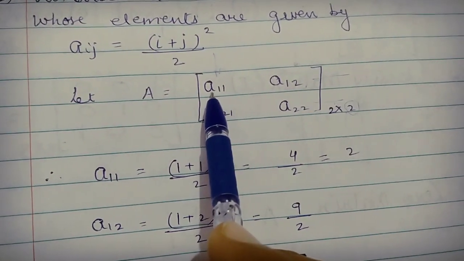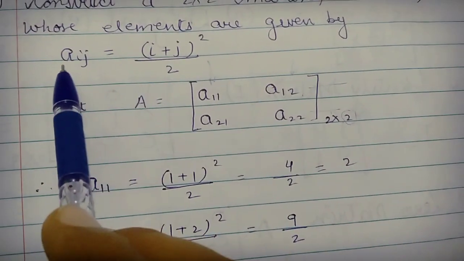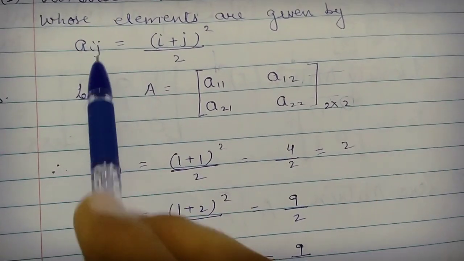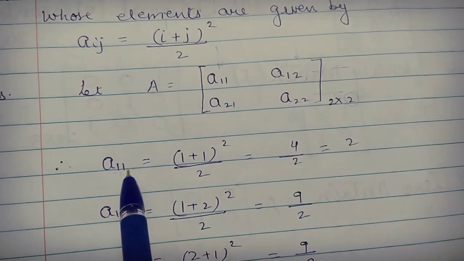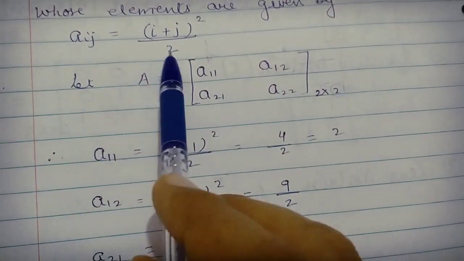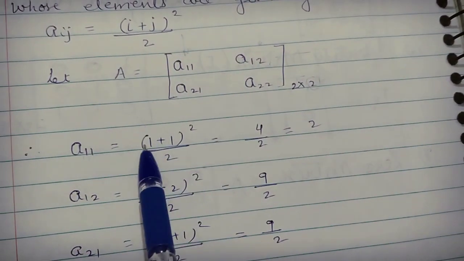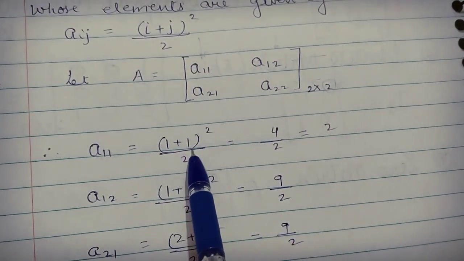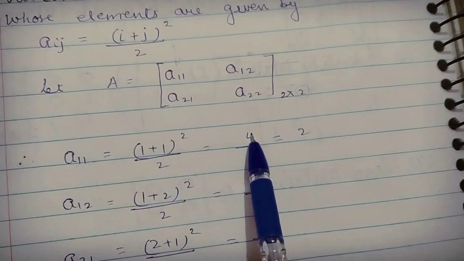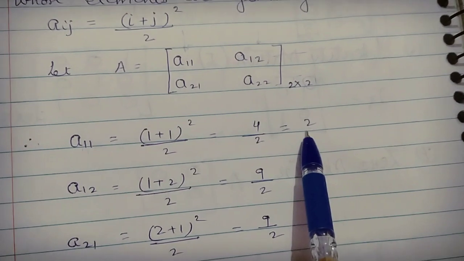First we shall find A11. When we compare this A11 with a_ij, we get the value of i equal to 1 and the value of j is also equal to 1. Therefore, using this condition, we get A11 equals (1 plus 1) whole square divided by 2. The square of 2 is equal to 4, divided by 2 is equal to 2. So our first element is 2.